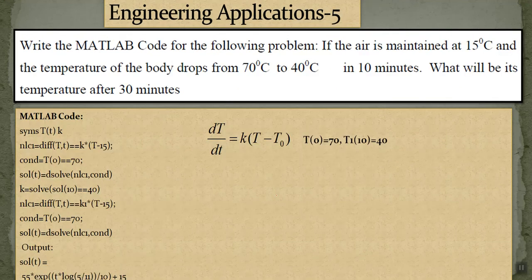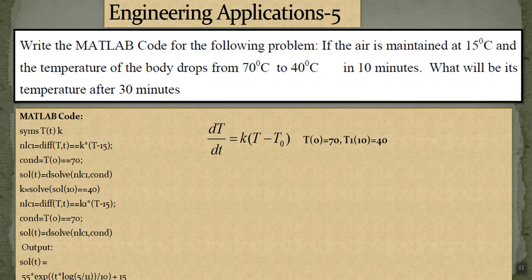Okay. Now another engineering problem, a very interesting concept, actually quite related to mechanical engineering and thermal engineering problems. Write a MATLAB code for the following problem. If the air is maintained at 15 degrees Celsius and the temperature of the body drops from 70 degrees to 40 degrees in 10 minutes, what will be its temperature after 30 minutes? So here we will use Newton's law of cooling.